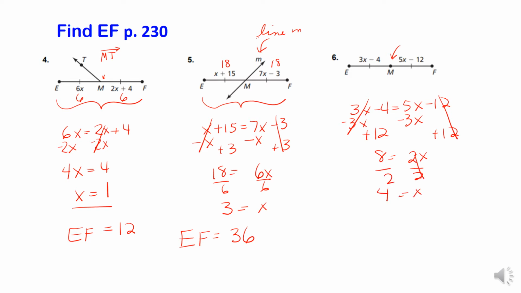Go up and plug the 4 in. 12 minus 4 is 8. 5 times 4 is 20, minus 12 is 8. So that is good. So EF for this problem is 16.